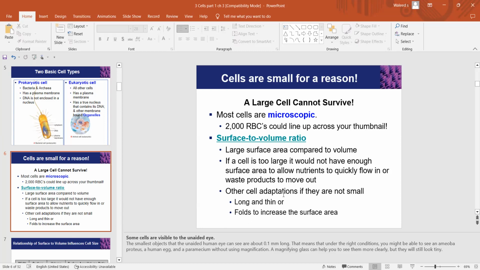If we do have some cells that are not that small, but if that's the case, it's going to be long and thin, so that you can still increase the surface area, and some of them will be able to fold, and we will talk about that in details. If it is bigger, it's going to make folding in order to make the surface bigger with a smaller volume.